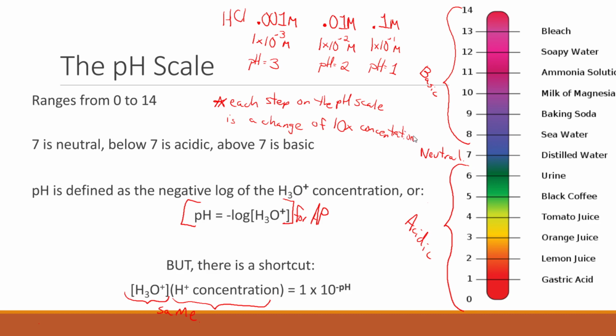So if we're comparing a 5 to a 2, if I want to compare a pH of 5 to a pH of 2, it's 10, 100, 1,000 times more acidic. That's 1,000 times more acidic because each step is a factor of 10.